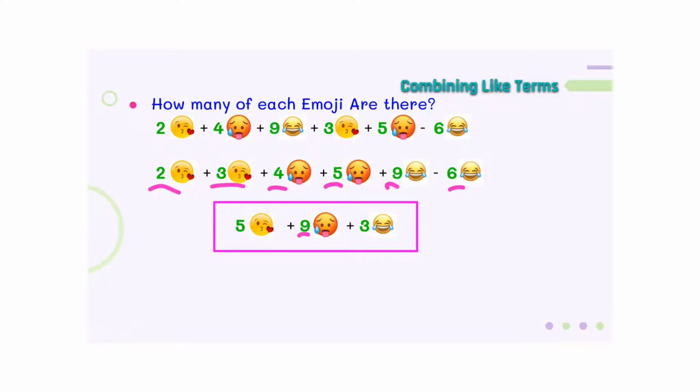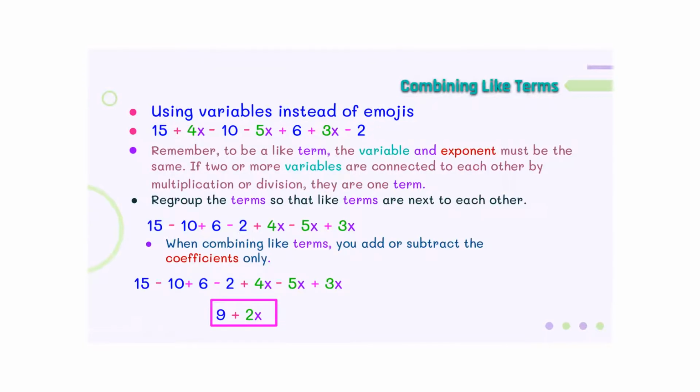So keep this in mind for the next slides, when we start adding letters instead of emojis. It's the same concept with combining like terms. So now if I was to ask you to combine like terms using this expression, 15 plus 4x minus 10 minus 5x plus 6 plus 3x minus 2.